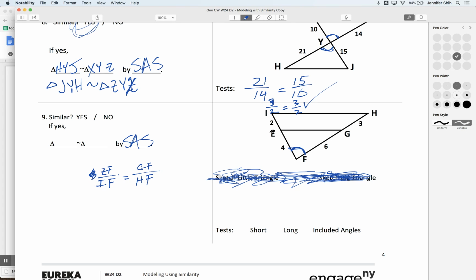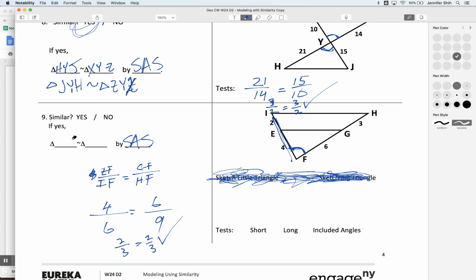So EF is easy, 4. IF is not 2, and it's not 4. It's 2 plus 4, 6. You see how IF is this entire length, 2 and 4? So GF is 6. That one's easy. But HF is both of these values combined. All right, let's simplify this. Greatest common factor in both of these numbers is 2, so you're left with 2 over 3. The greatest common factor of these two numbers is 3, so you're left with 2 over 3.